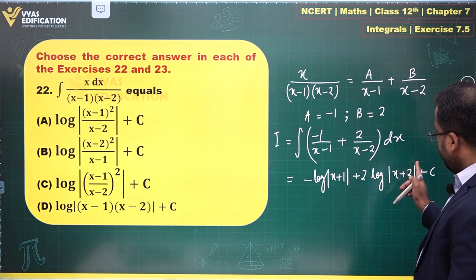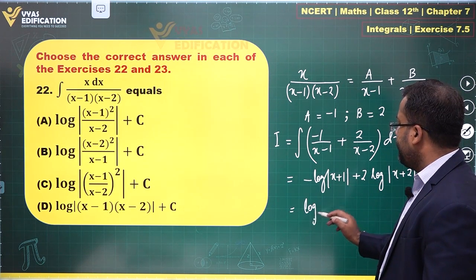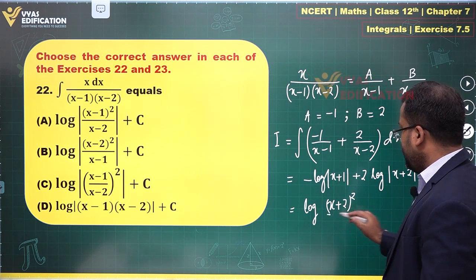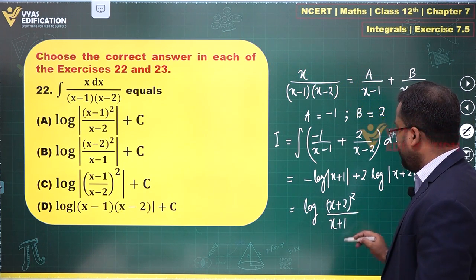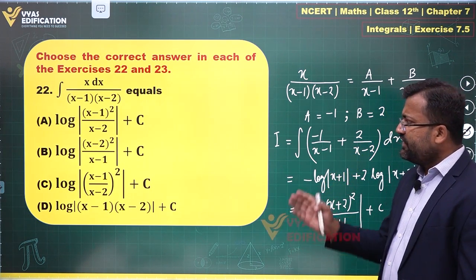Okay, this 2 will go in the numerator, plus log of this minus log of this will give me log of x plus 2 whole square, and this will come in the denominator, and there will be a modulus, plus constant. This is what you'll get. That is my final answer for this particular question.